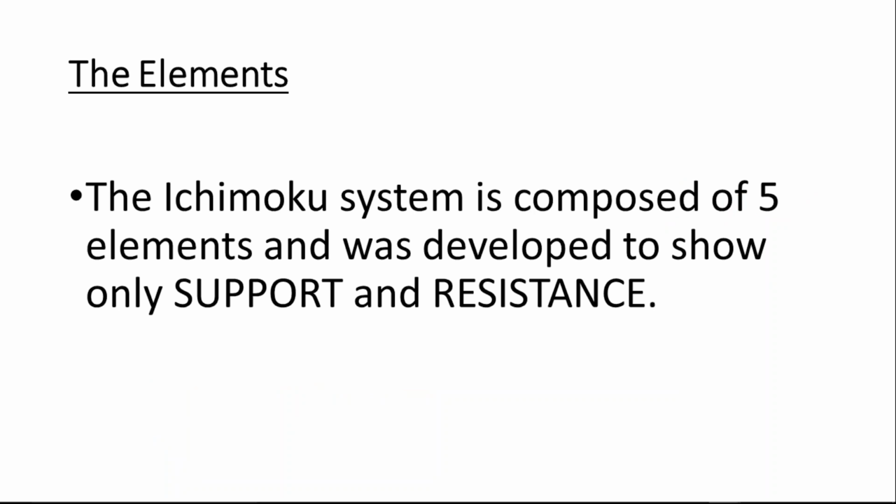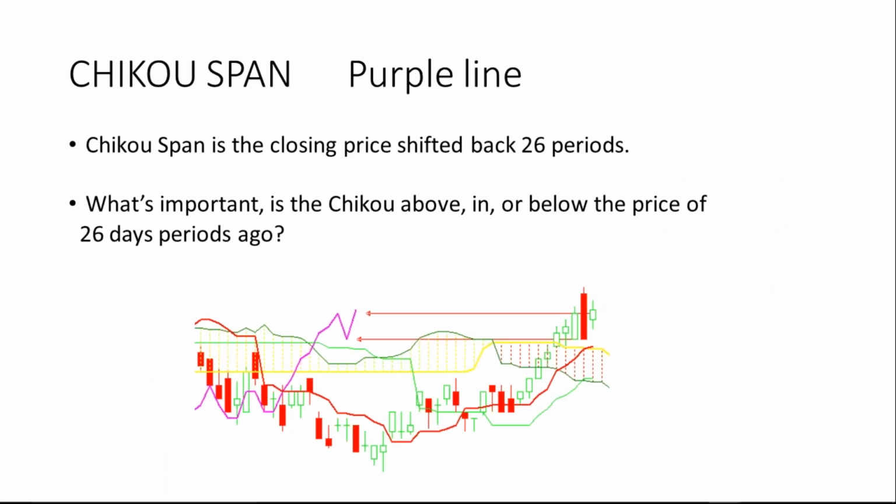So the Ichimoku system is composed of 5 elements, and it was developed to show only support and resistance. That's all it does, is show support and resistance in the marketplace based around a series of numbers. One of the first components of Ichimoku is the Chikou span, and it is this magenta line here. We'll get some charts out a bit later, but it simply follows the closing price of the current market on the right hand side.